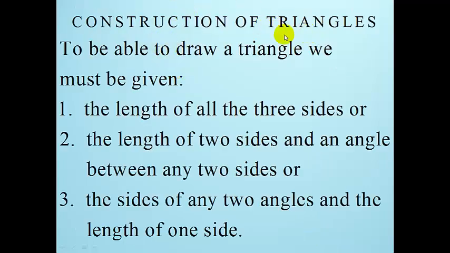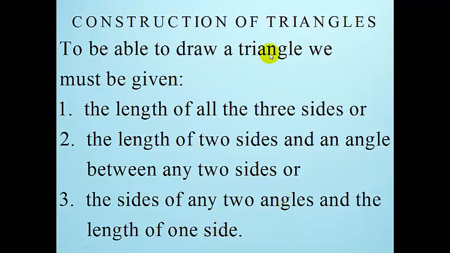Now we have construction of triangles. To be able to draw a triangle, we must be given 1, the length of all the 3 sides, because you know that a triangle is a closed plane figure with 3 sides. Or 2, the length of 2 sides and an angle between any 2 sides, or 3, the sizes of any 2 angles and the length of 1 side.